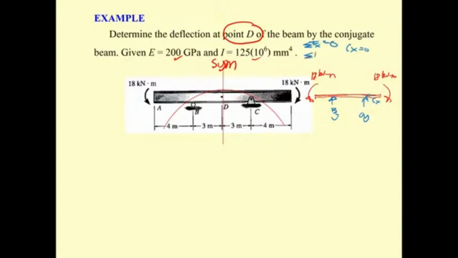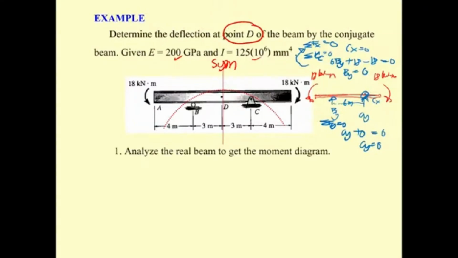If you do the summation of moment, let's take the moment at C equal to 0. What we have is B sub y times this length of 6 meter, so we have 6 B sub y, and it's going to rotate this way. It's positive, so plus 18 minus 18 equal to 0. So B sub y is 0. There is no reaction force. And also, if you do the summation of F sub y equal to 0, C sub y plus 0 equal to 0. So there is no reaction at the pin and roller support.